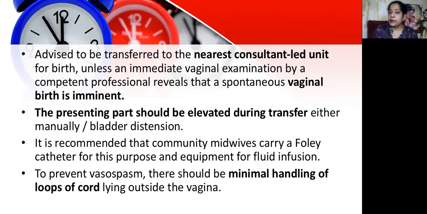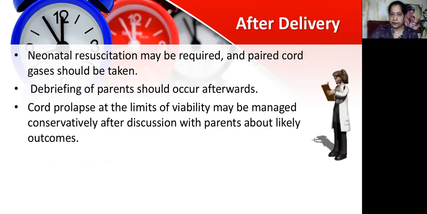The patient is advised to be transferred to the next nearest consultant led unit for birth unless immediate vaginal birth is imminent as seen by vaginal examination. The presenting part should be elevated during transfer either manually or through bladder distension. Therefore, it is recommended that community midwives should carry a Foley's catheter for this purpose and equipment for fluid infusion. To prevent vasospasm, there should be minimal handling of loops of cord which are lying outside the vagina.